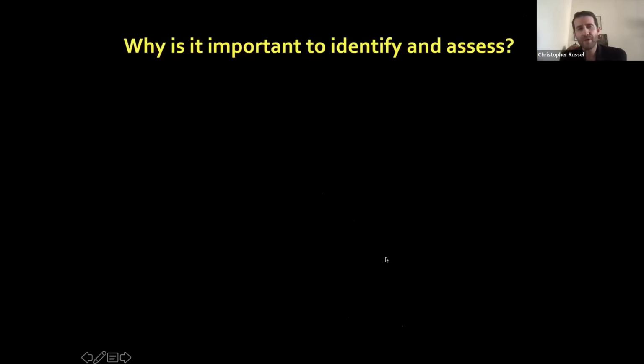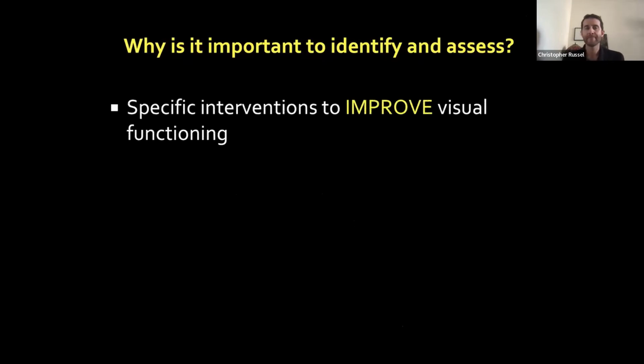Why is CVI so important to identify and assess? What's very unique to CVI, as opposed to ocular visual impairments, is that with specific interventions, educational interventions and functional interventions, we're actually expecting an improvement in visual functioning over time. Basically, we're working with the child to train their brain to make sense of the visual information that's coming in through their eyes. This is not true of ocular eye-related visual impairments.